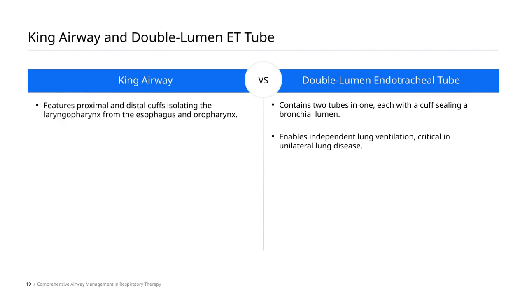When comparing the King airway and the double-lumen ET tube, it's important to understand their roles in airway management. The King airway is a supraglottic device, easier to insert and useful in emergency situations. The double-lumen ET tube, on the other hand, provides more specialized control for lung isolation during surgeries or in severe unilateral lung conditions. Both tools exemplify the advances in airway management that enable us to tailor ventilation strategies to the patient's specific needs, ultimately improving outcomes.